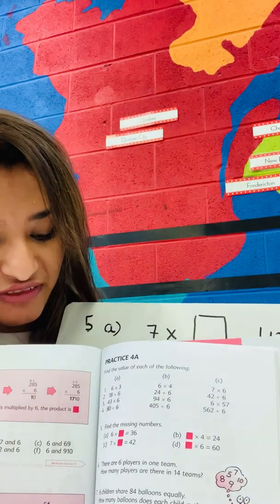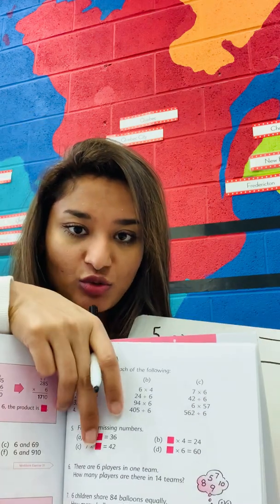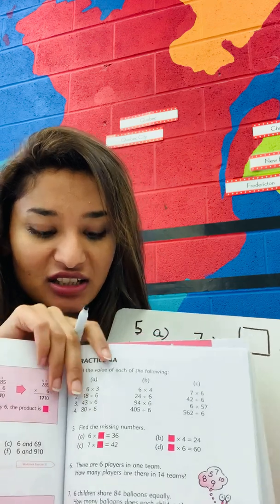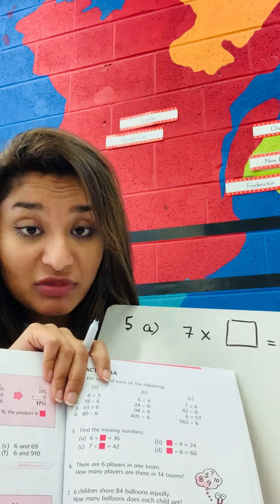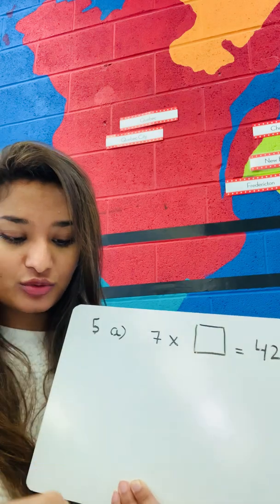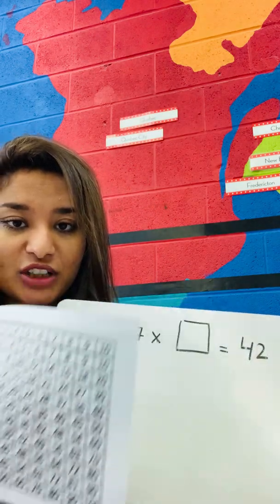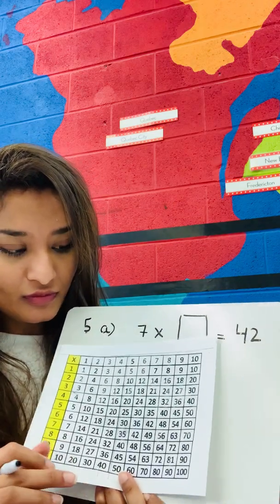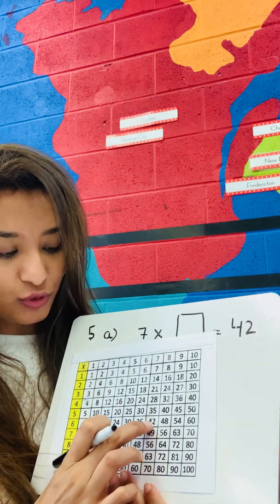am I looking at the wrong question? Oh no, sorry, I'm doing C. 7 times something gives you 42. So this question, 5A, and I'm doing 5C, sorry. 7 times something gives you 42. So 7 times what gives you 42? I'm going to go back. If I do not know my 7 times table yet, I'm going to go to my 7 times table, and I'm going to see 7 times, oh, there is a 42.